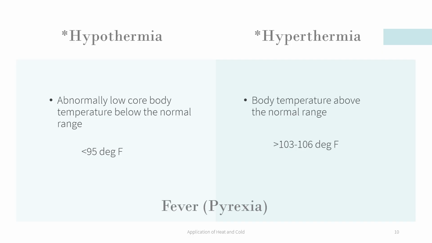Some other terms that you may hear are heat stroke or heat exhaustion. A heat stroke is sometimes referred to when the temperature is greater than 106 degrees, while heat exhaustion is above 103 degrees. Some people use these terms interchangeably, but typically we call it hyperthermia.